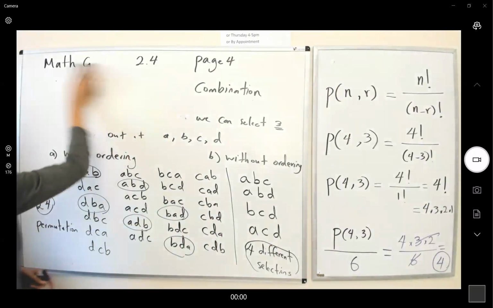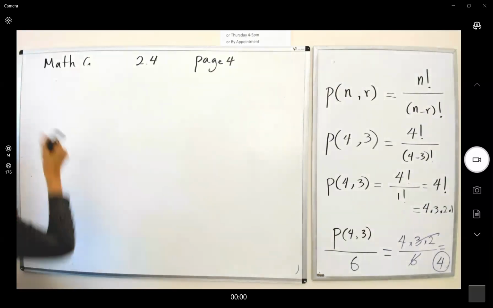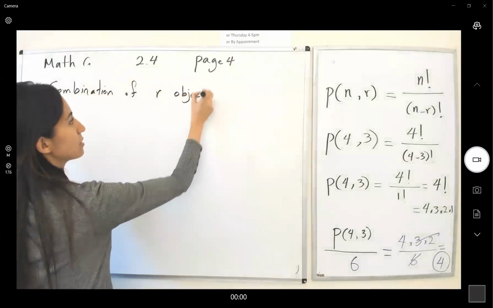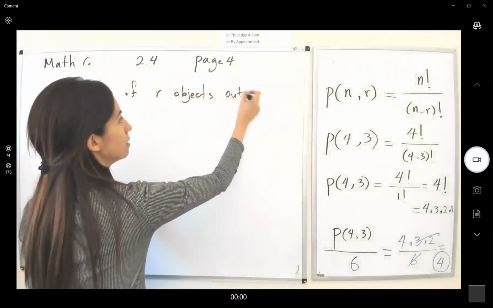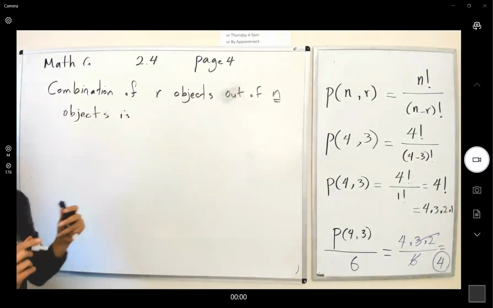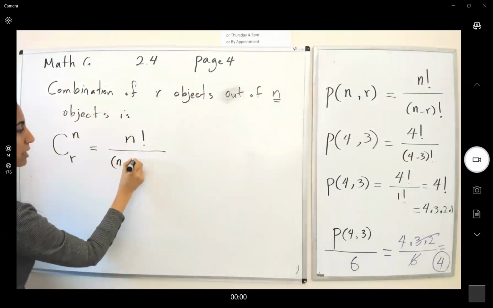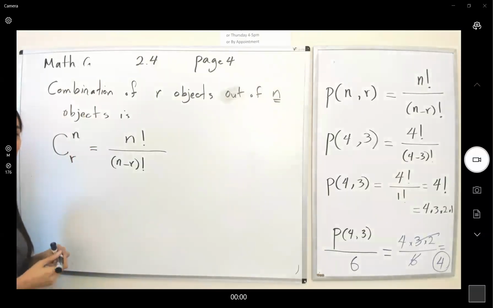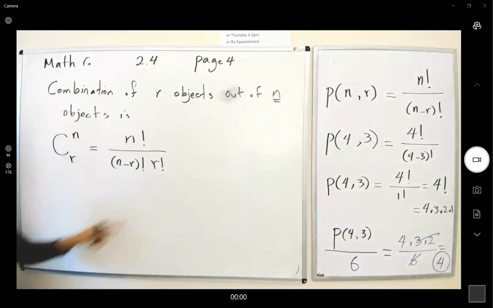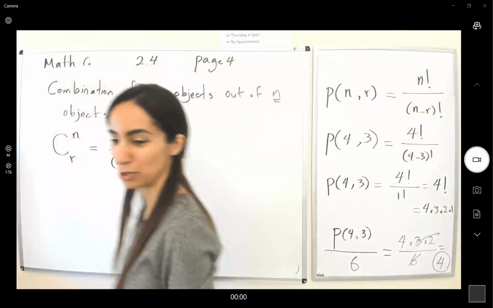So here's a nice formula for you. The combination of r objects out of n objects is usually denoted by C of r out of n, which is n factorial divided by n minus r factorial. So far it's very similar to your permutation. On the denominator, you also have to write r factorial. R is 3, so 3 factorial, 3 times 2 times 1, which is 6. So we get the outcome that we're looking for.